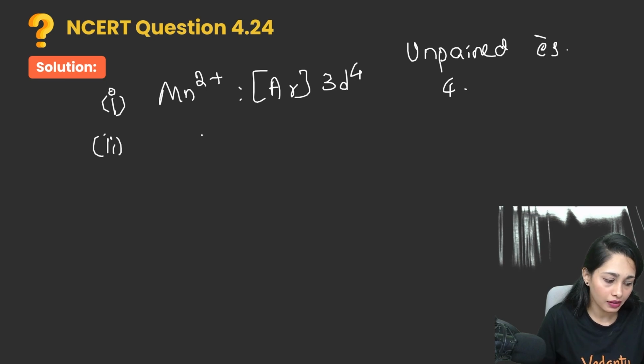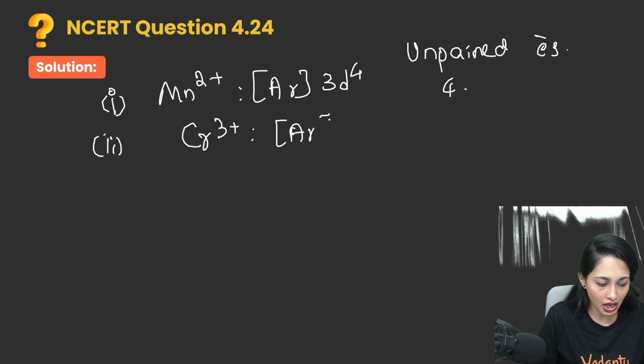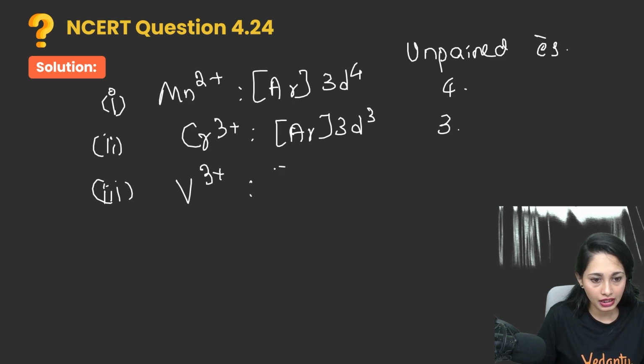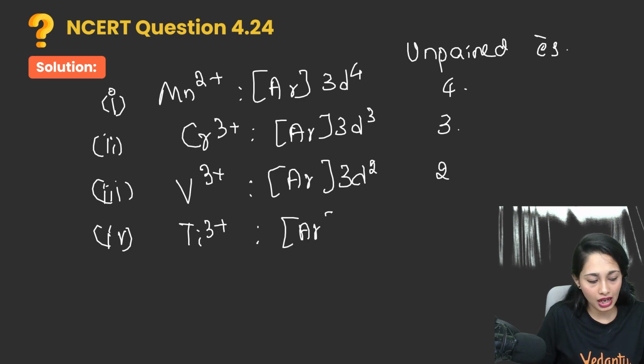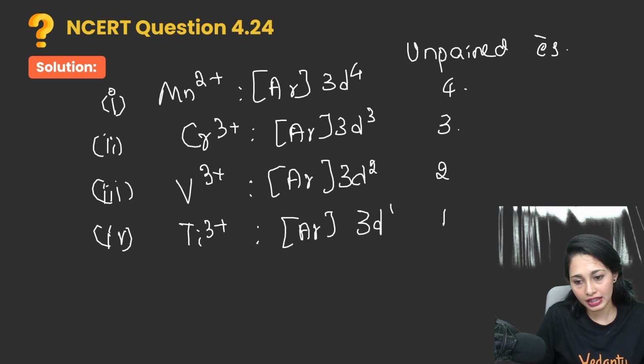Second one, we have chromium 3+. Its electronic configuration is as follows: argon 3d3. So it has 3 unpaired electrons. And then we have vanadium. Vanadium is argon 3d2, so there are 2 unpaired electrons. And the fourth one is titanium 3+. The electronic configuration is argon followed by 3d1, and the number of unpaired electrons is 1.